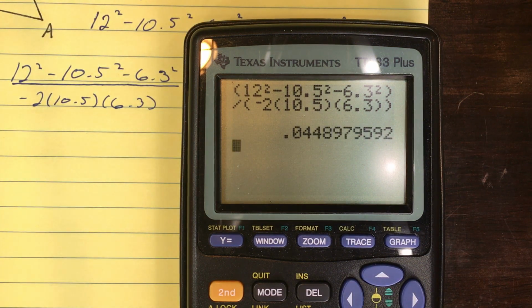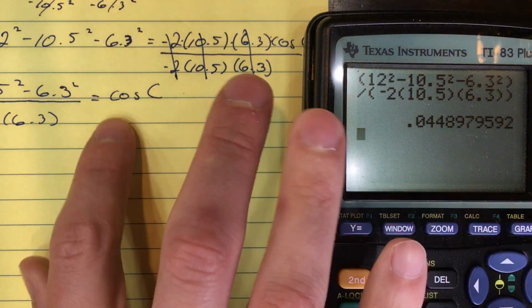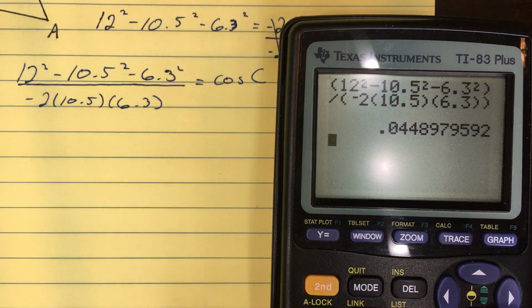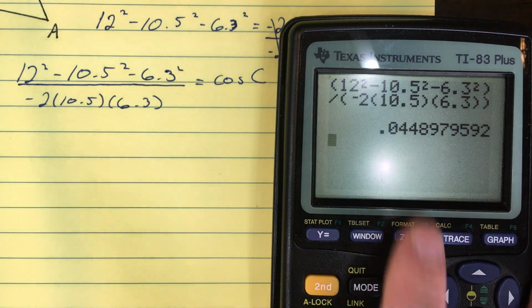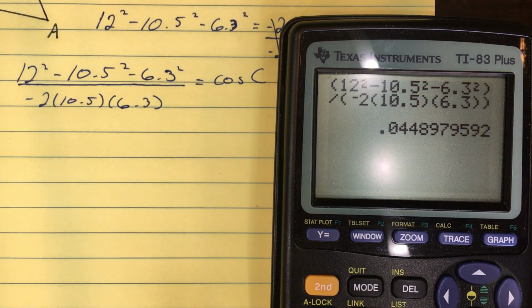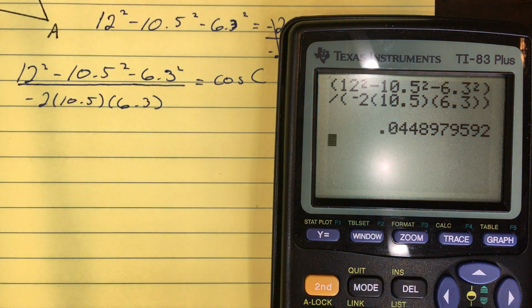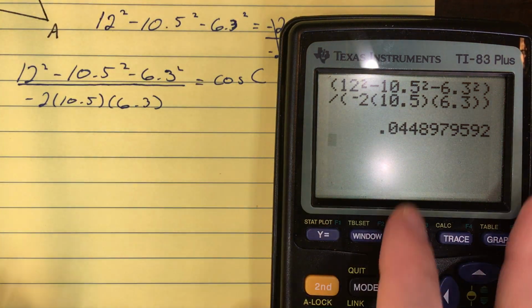It's going to be a decimal. If it's not a decimal, then there was a mistake somewhere. Our next step is to get rid of this cosine, and we do that by using cosine inverse. Cosine inverse only works if you're plugging in a decimal, something less than 1. So if it doesn't come up with that decimal, then there was a calculation error somewhere. Maybe you missed a negative or a squared in the calculator. So just check for that.